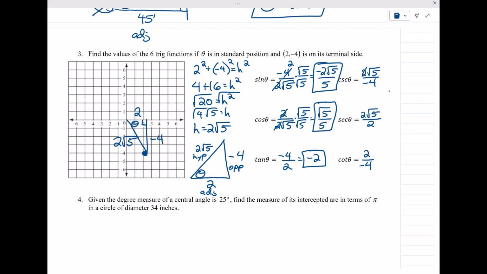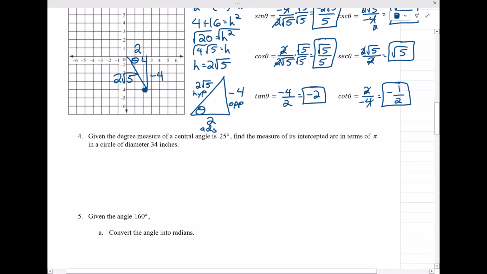Simplifying this, the 2 goes into 4 twice. So this would just be √5 over -2. The 2's cancel and we just get √5. 2 goes into 4 twice. So -1/2. That's how you do that problem.